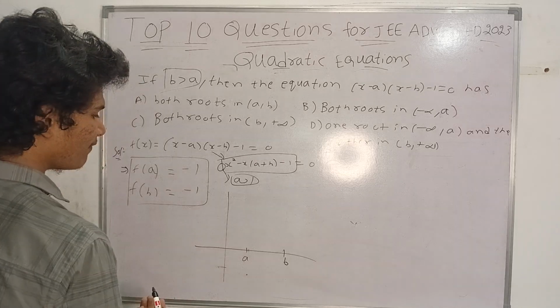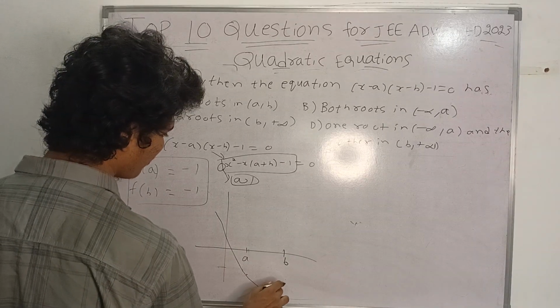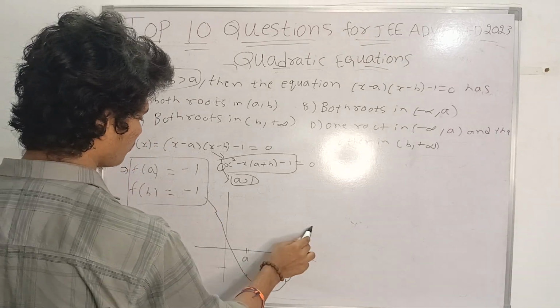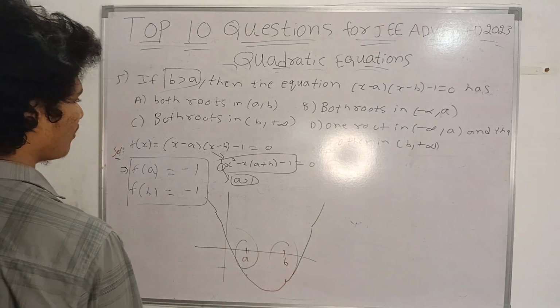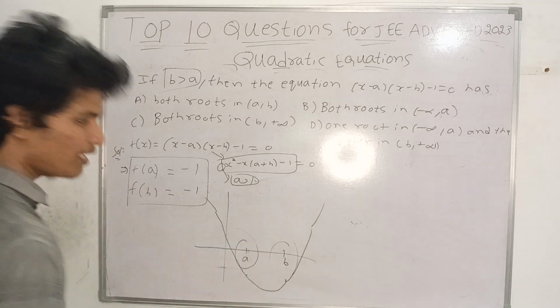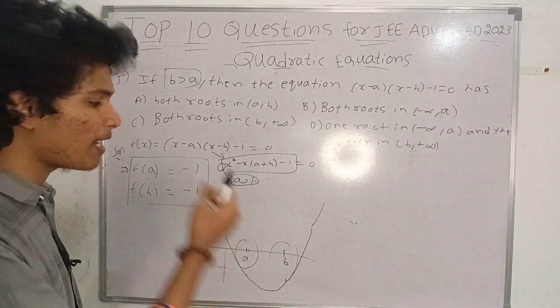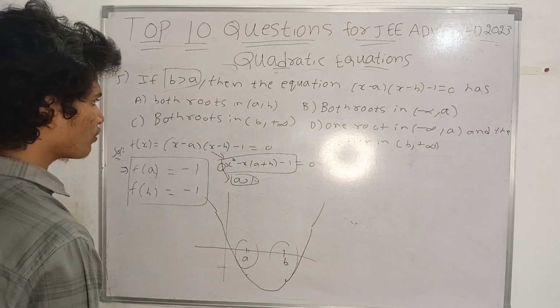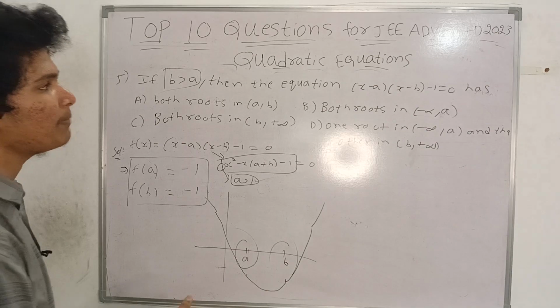So how can we easily write? We can easily draw the graph for this equation, because we know the values of f of A and f of B, and we know the leading coefficient is greater than 0. That implies an upward parabola for this quadratic polynomial. So simply the question is completed and the answer is also completed.